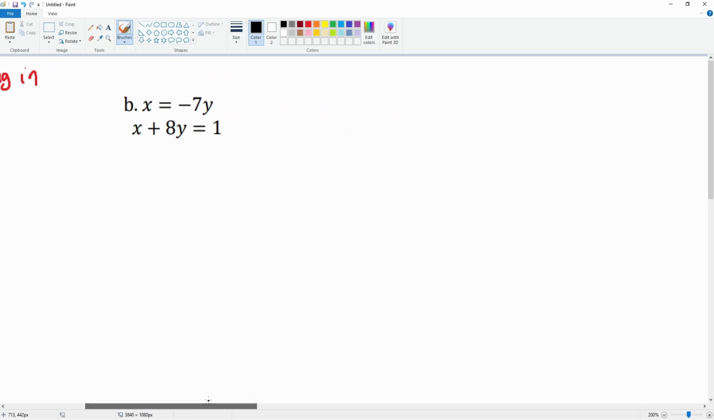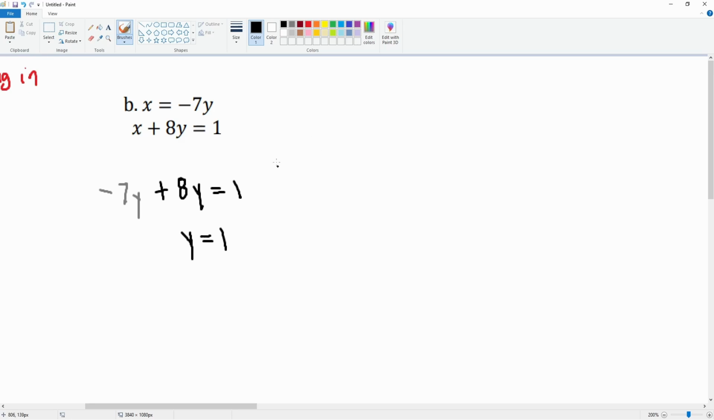Let's do b. Here we see that x is equal to negative 7y. So we can now just plug that in. Where we see x, we plug in negative 7y. So I can erase the x and plug in the negative 7y. These two are like terms. I can combine them. Negative 7y plus 8y becomes 1y. So I can just get y is equal to 1.